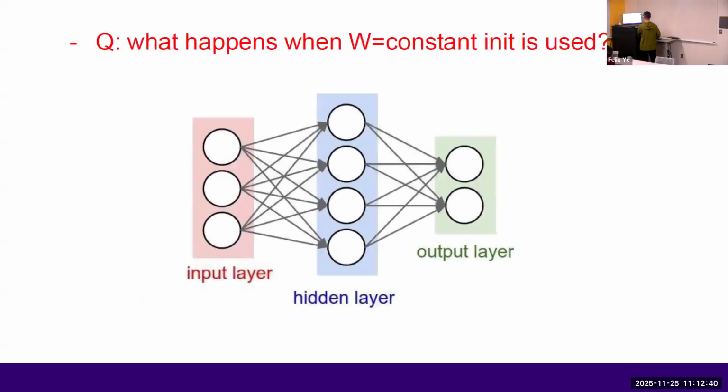Weight initialization. This is very important. It turns out how you initialize the weight matrix is extremely important. Say you use a constant matrix W, where all the weights are the same. What will happen?